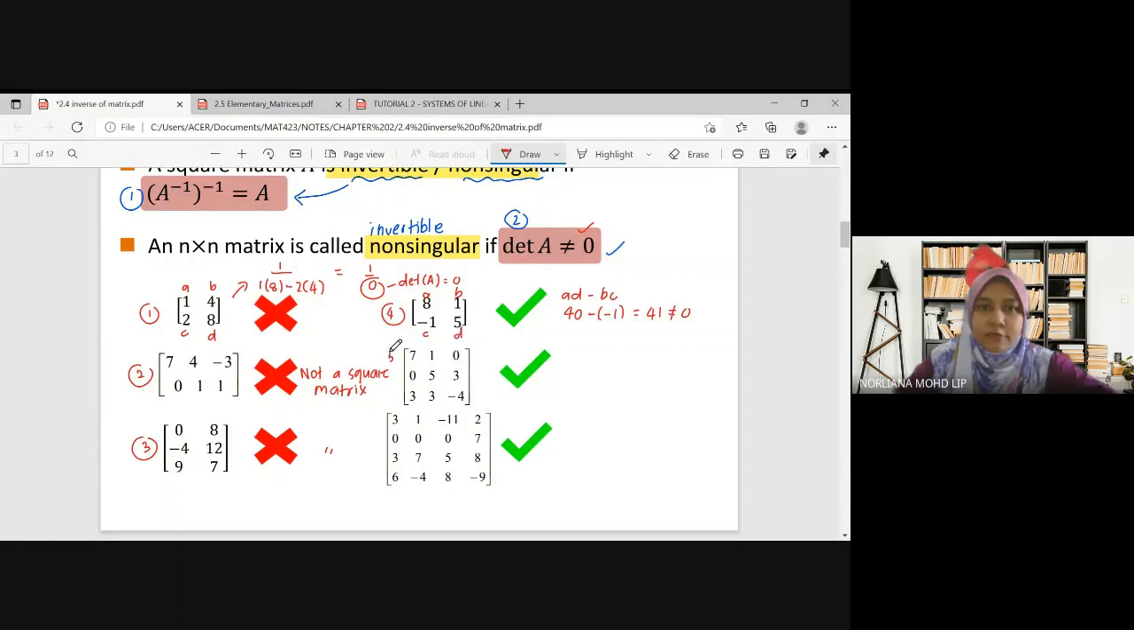Number 5, we will look at later. If we want to find the inverse of a matrix of size 3 by 3 and above, we can use elementary row operations. I will show you later why this one is not invertible.